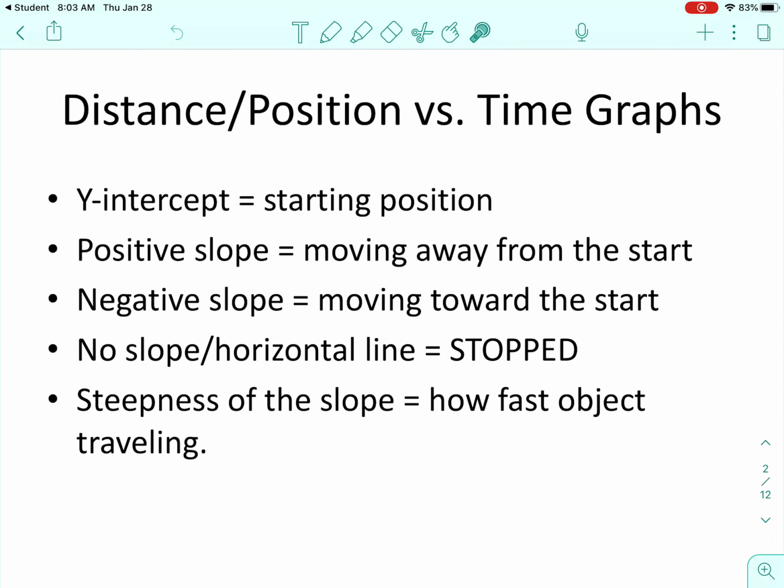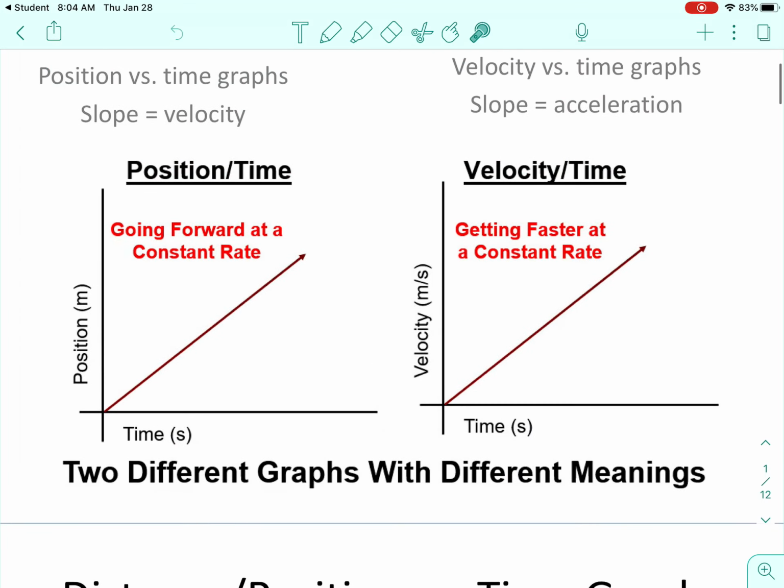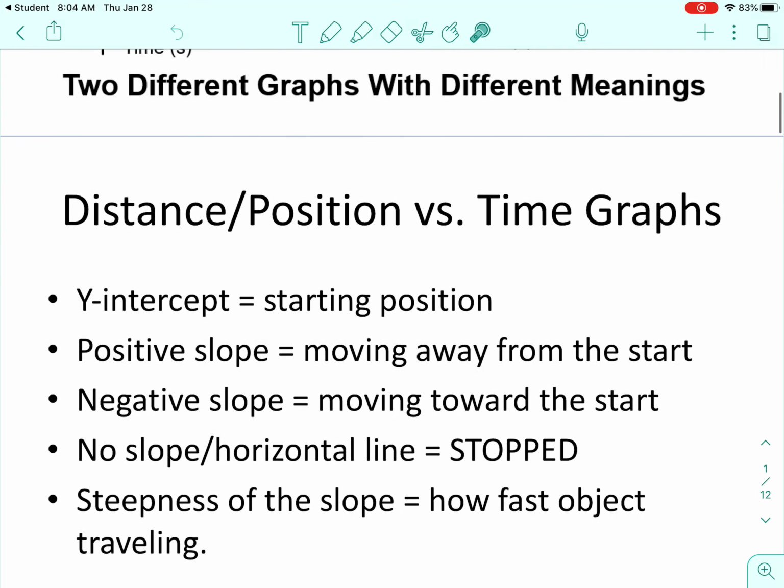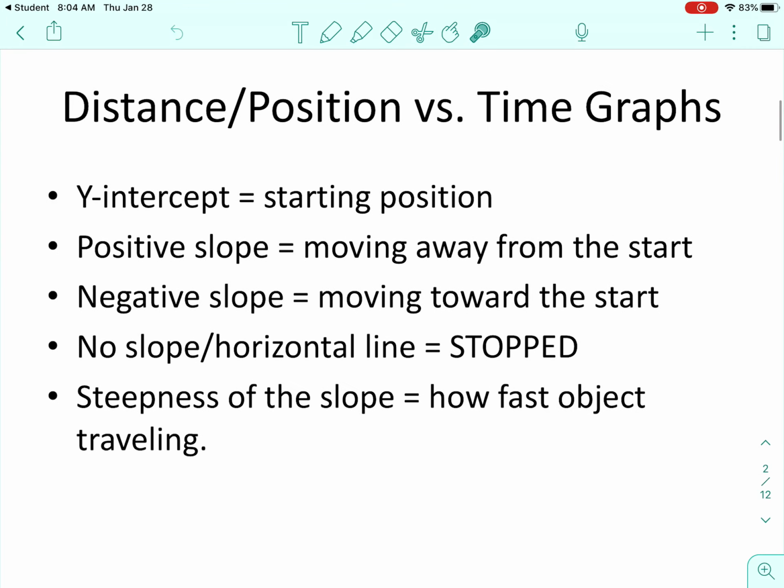For a distance time graph or a position time graph, remember that your y-intercept is your starting position. Up here on our graph, our y-intercept was 0. That's where it intersects on the y-axis, and that's your starting position. If you have a positive slope, that means that your line is increasing, then you are moving away from start. Negative slope means that you are heading back to the start in the negative direction, to the left. No slope or a horizontal flat line means that you are stopped, you are not moving.